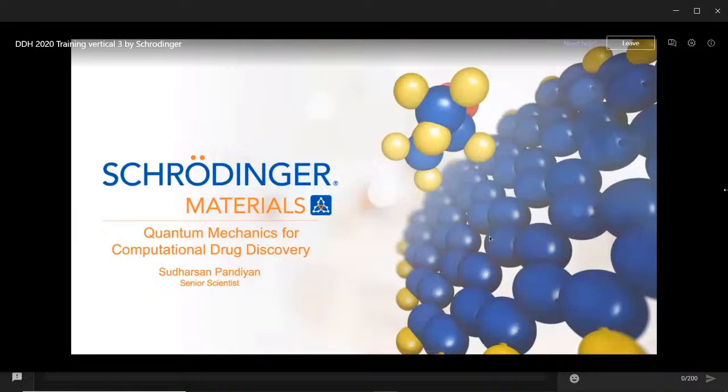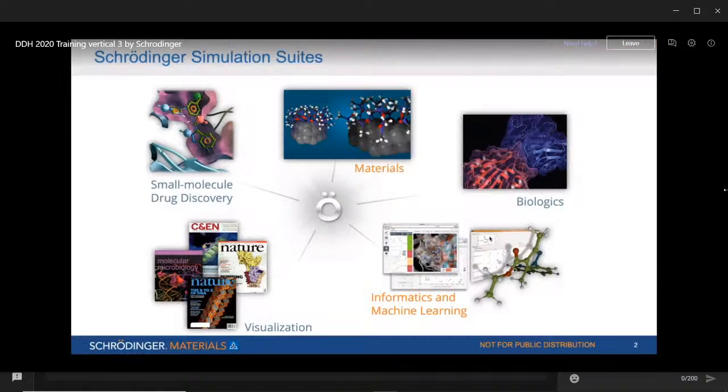My name is Sudarshan Pandian. I'm a senior scientist in Schrodinger. So today I'm going to speak about how quantum mechanics can be used in the context of computational drug discovery. Quantum mechanics can be used in multiple industries in multiple different ways, but today it's about how we can use it in drug discovery.